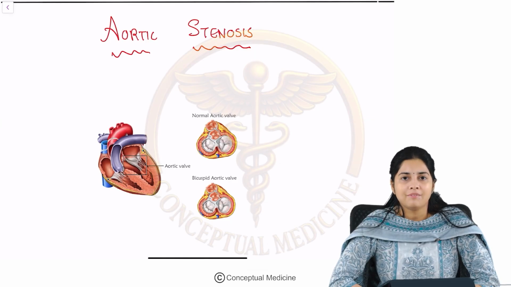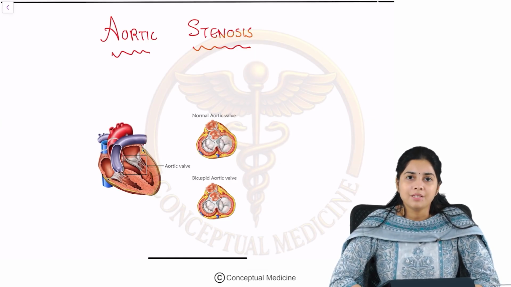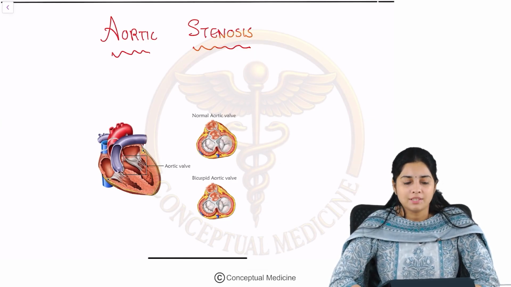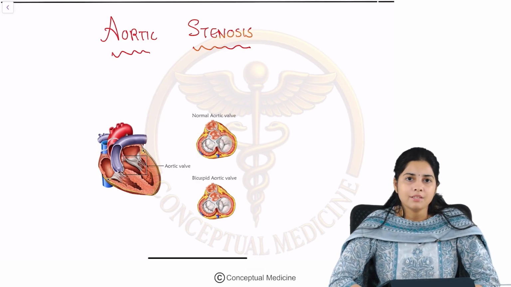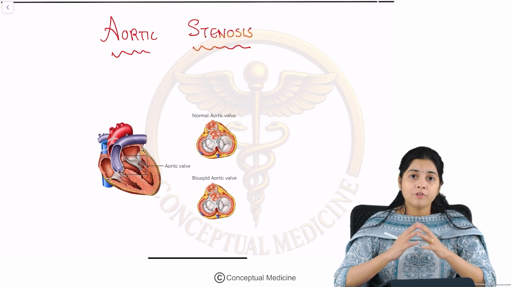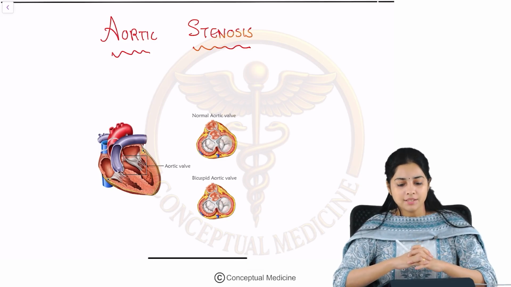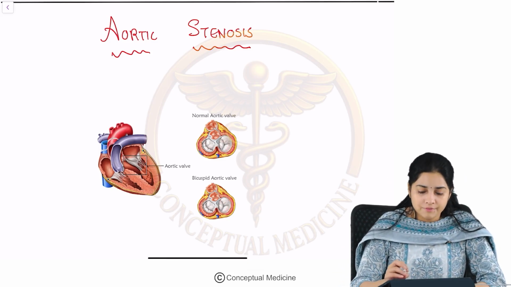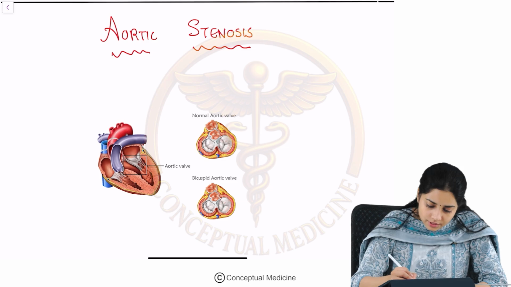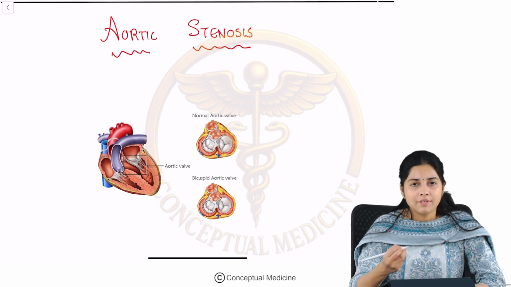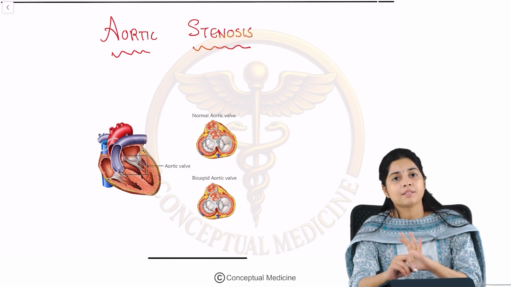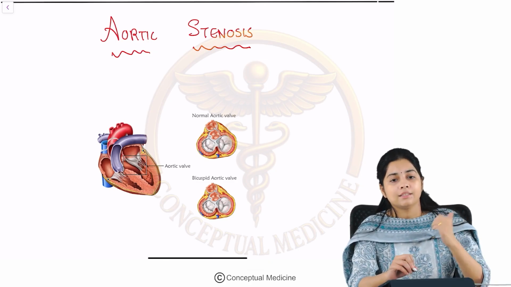In continuation with the valvular heart diseases, today we will be looking at aortic valve disorders, and the first one being aortic stenosis. Before we move on to aortic stenosis proper, let us look at the structure of the aortic valve. What is the aortic valve? It is the valve which is present between the left ventricle and the aorta.